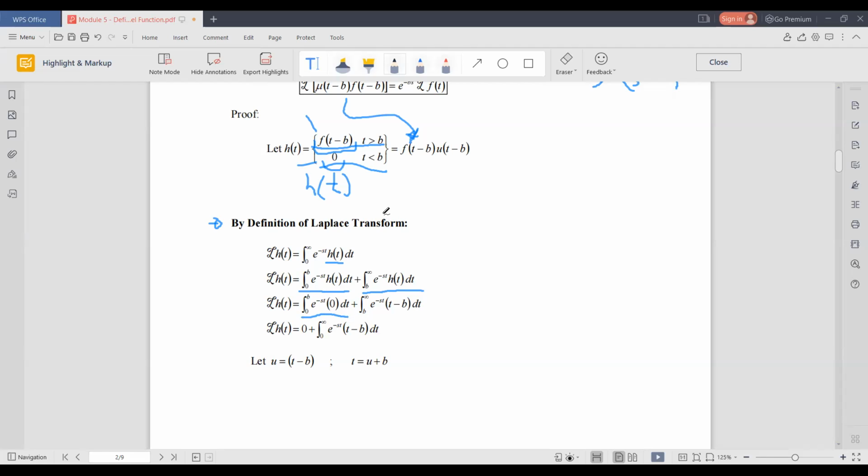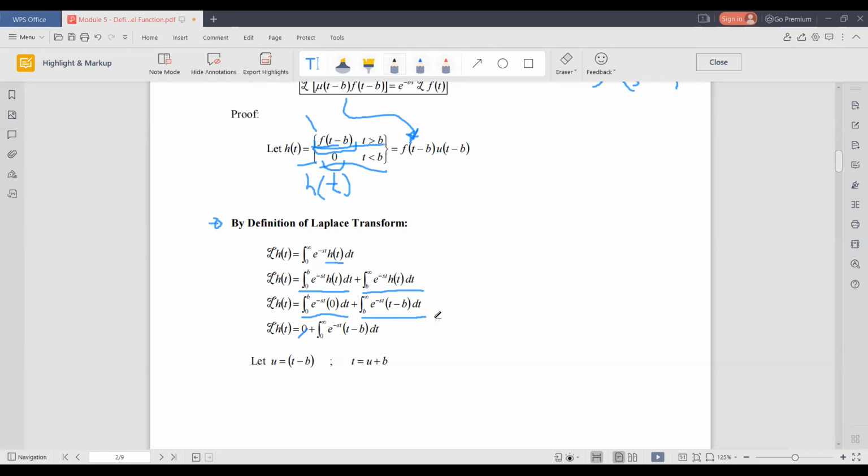And then for the second, we have here, this is from b to infinity. This is your time. Yung value ng t mo is greater than b, or that is from b to infinity. Diba? So ito lang yung representation natin. And then, of course, integral of this one, 0. And for this one, integrate natin to.